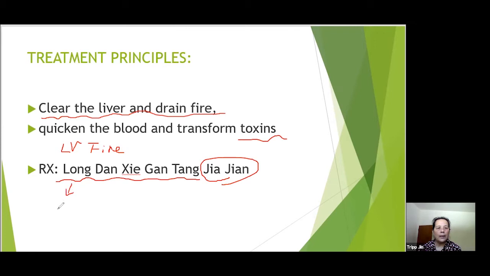龙胆 meaning here, 龙 is dragon, 胆 is gallbladder, and we have a herb whose name is 龙胆草.